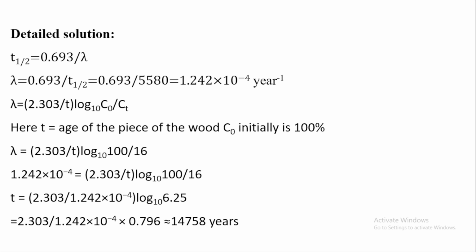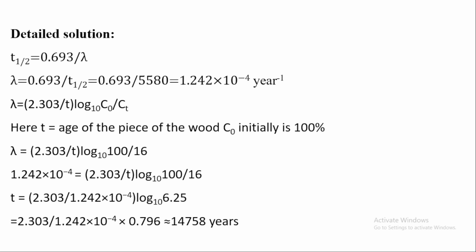It's the same equation, but previously it was lambda equal to 1 by t ln n0 by n. Yes, I'll tell you. So when it is 1 by t ln n0 by n, here I have written C in place of n. So you consider it as n0 by n only.